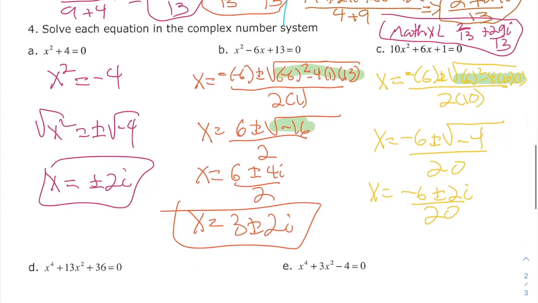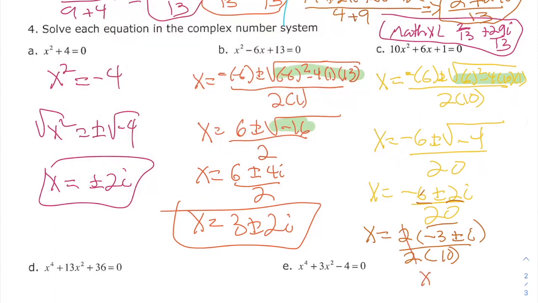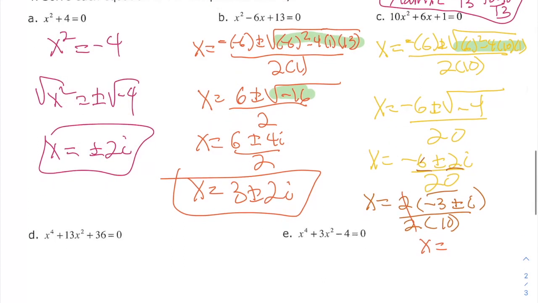Now some people, hopefully no one does this in this class, will try to cancel out the 2 here, and it doesn't work that way. You have to factor a 2 from each of these terms. So x is equal to, if I take out a 2, -3 plus or minus i over 10, and if I cancel the 2's out, then my final correct answer is -3 plus or minus i over 10.